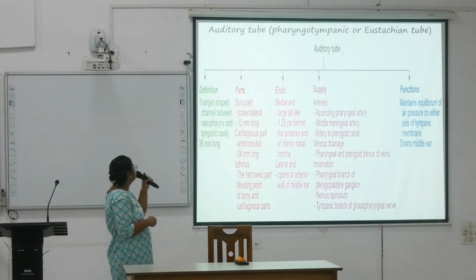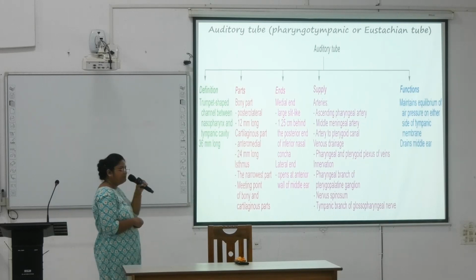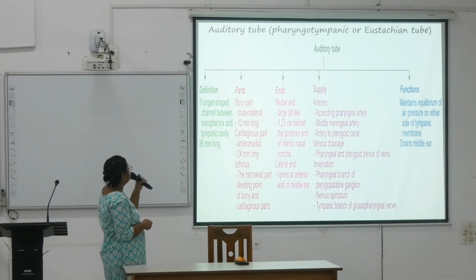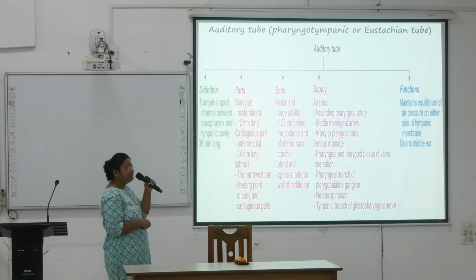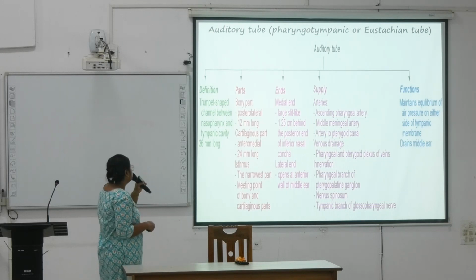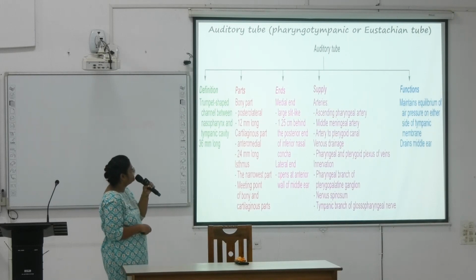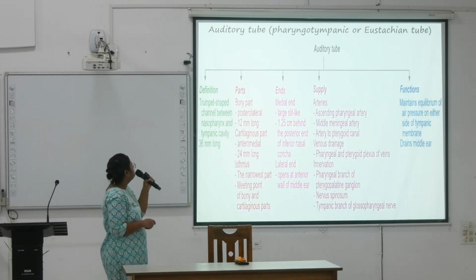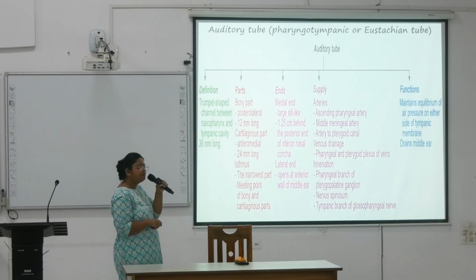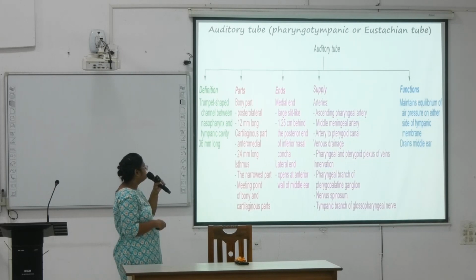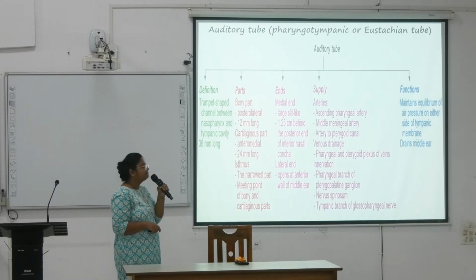U-shaped cartilage is present, and this opening is traversed by one membrane. So, definition, it is a trumpet-shaped channel between nasopharynx and tympanic cavity, 36 millimeter long. Parts are bony part, posterolateral 12 millimeter long, and cartilaginous part, anteromedial 24 millimeter long. Isthmus is the narrowest part, meeting point between bony and cartilaginous part. What are the ends? Medial end and lateral end. Medial end is large slit-like 1.25 centimeter behind the posterior end of inferior nasal concha. Lateral end, it opens at the anterior wall of the middle ear.